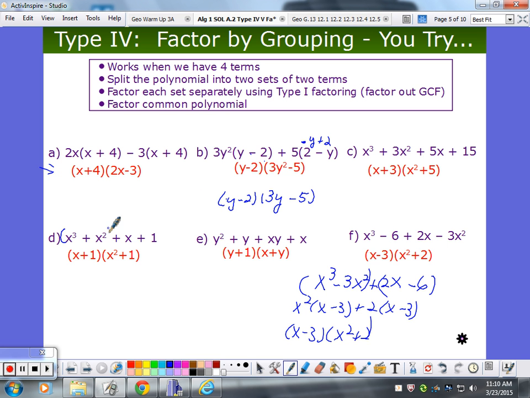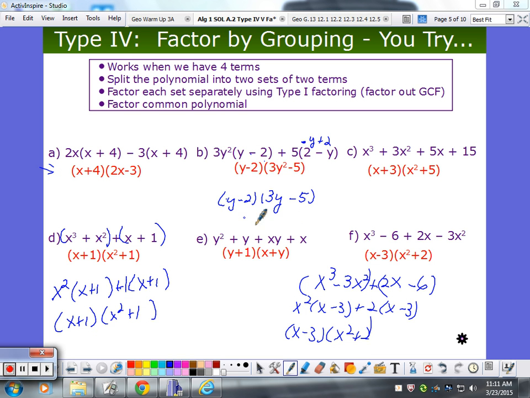So, how to do D. I'm going to do a group, and I have to do a factor. So x cubed plus x squared, what's the greatest common factor? Alright, what's left? Plus an x plus 1. So if you think of this as being one of these x plus 1s, when I factor it out, what's going to be left? It's x squared plus 1. Make sense?